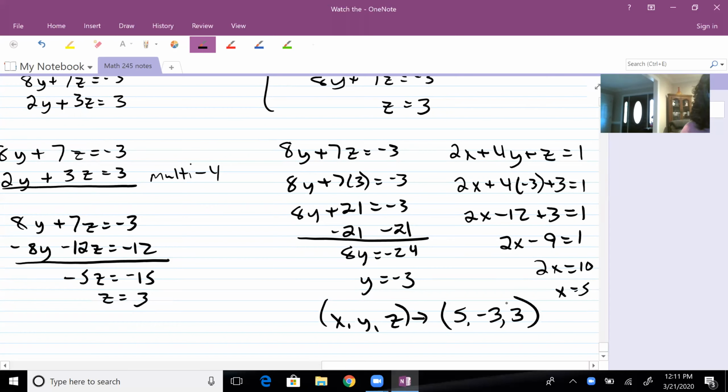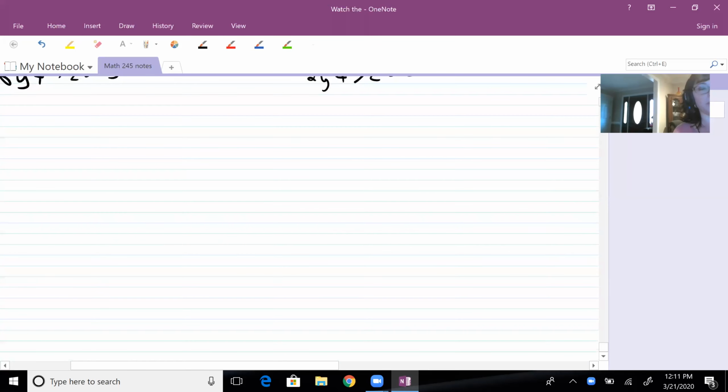So like I said earlier, there are also times in which we're not going to be getting that ordered triple. So I want to work a couple of those problems so that you will see them as well. So here's question number 5. Again, fresh sheet of paper.